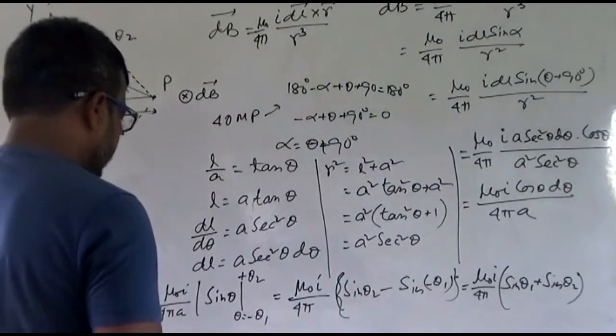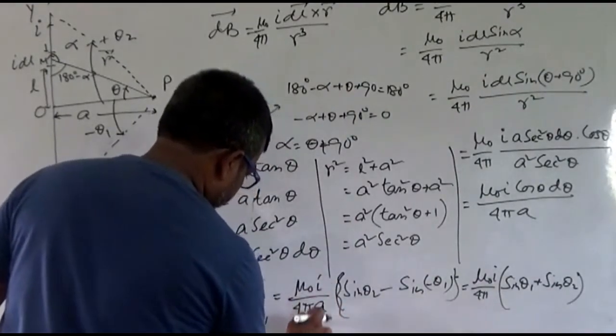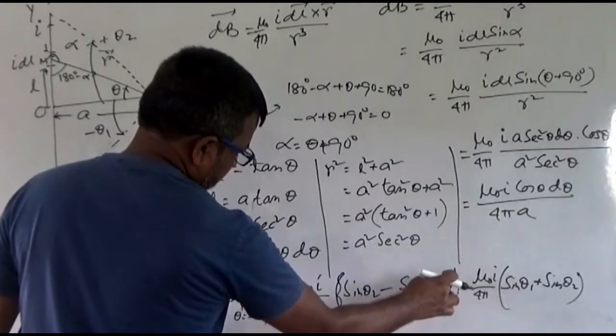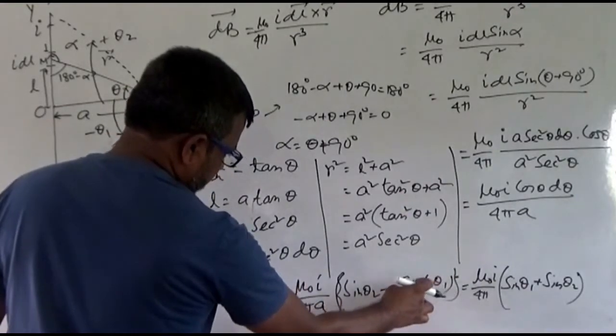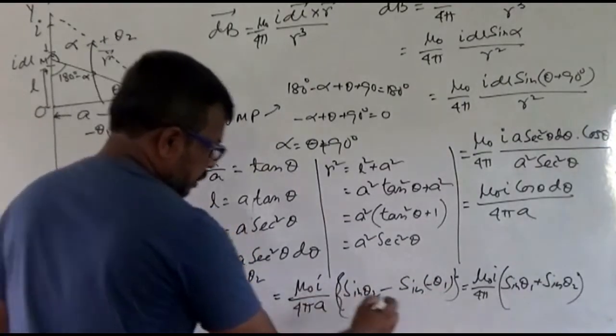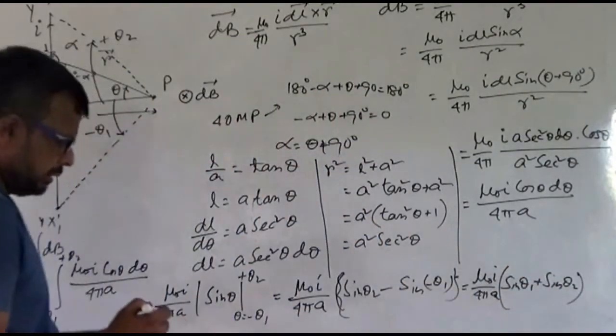Yes, there will be a mu naught I by 4 pi a. Here also, mu naught I by 4 pi a, sin theta 2 minus sin of minus theta 1, and sin of minus theta 1 is minus sin theta 1, that is minus minus plus, and that's why you get mu naught I by 4 pi a sin theta 1 plus sin theta 2.